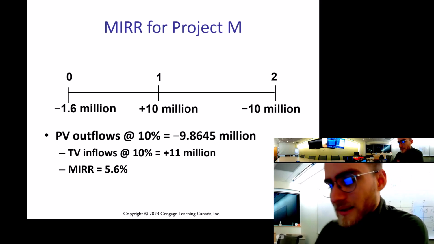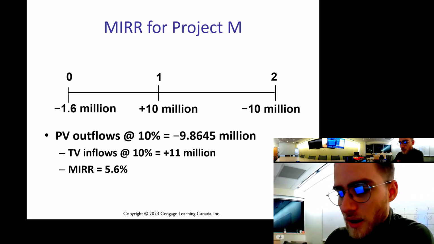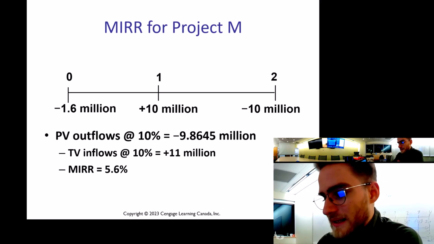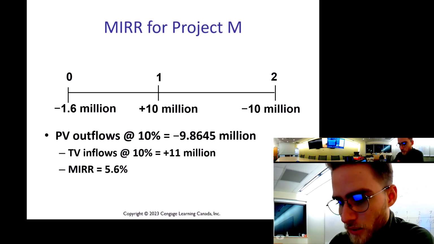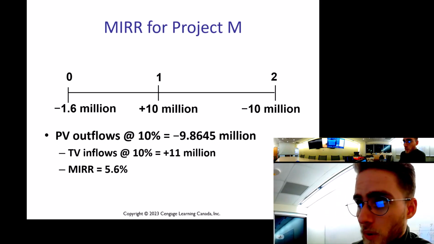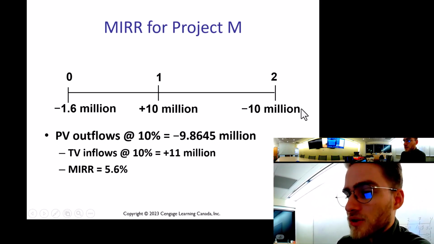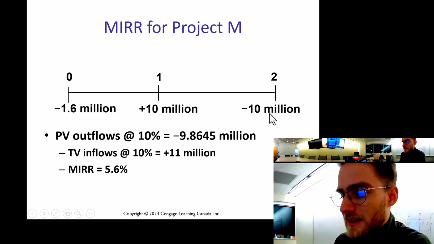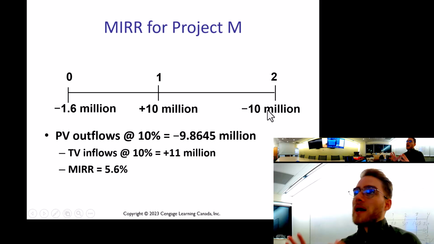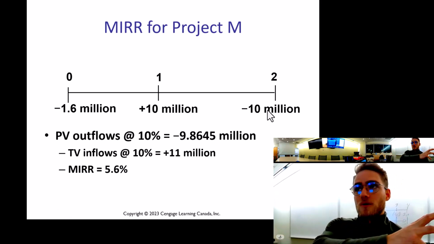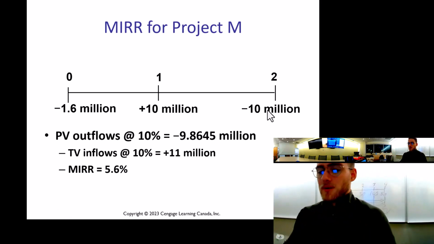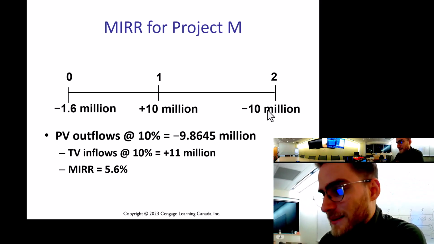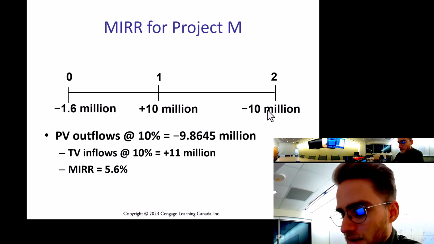So say 1.6 million, right? Initial cost, 10 million cash inflow in year 1, 10 million cash outflow in year 2. So if we present value the 1.6 million, we also have to present value the 10 million, right? We can't forget about this because MIRR present values all cash outflows, not just day 1, okay? So it has to present value 1.6 million and it has to present value the 10 million as well, right?